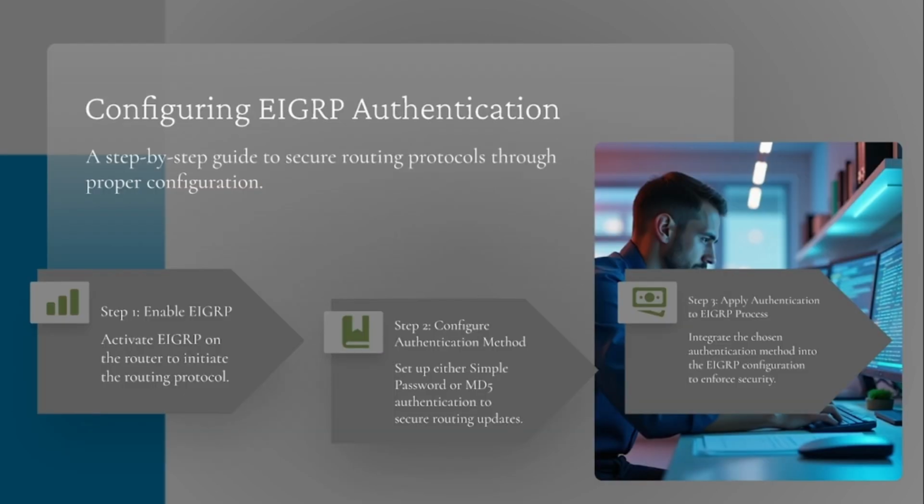Then how to configure EIGRP authentication? First of all, enable EIGRP. We activate EIGRP on the router. Initiate the routing protocol, because if you activate the routing protocol, then it joins the multicast group and sends the periodic update. Number two, configure the authentication method. You can set up either a simple password, that is a clear text password, or MD5 authentication to secure routing updates. Step three is apply authentication to the EIGRP process. Integrate the chosen authentication method into the EIGRP configuration to enforce security. So you have to actually implement the authentication.